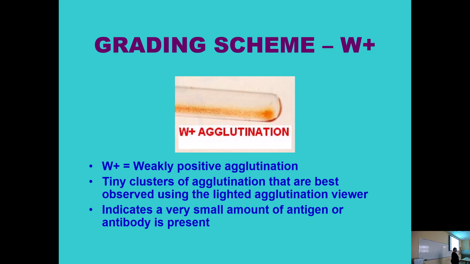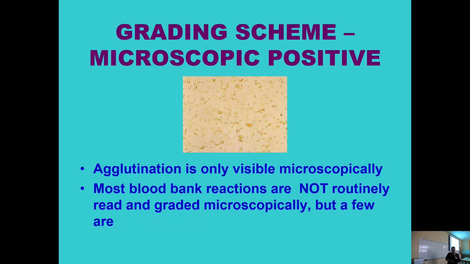Weak+, we're really not going to use this much, but what this means is you got a couple tiny clusters that are best observed only when you see the agglutination viewer, and it indicates a very, very small amount. Pretty much when we stop at 1+, we don't take it to the weak.